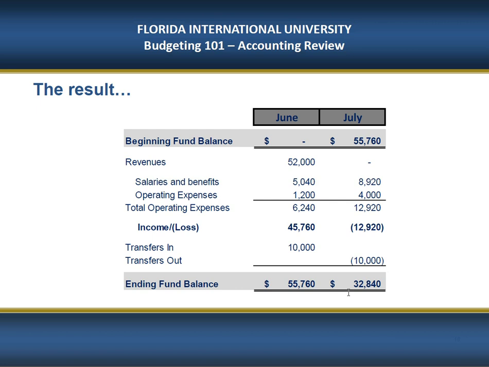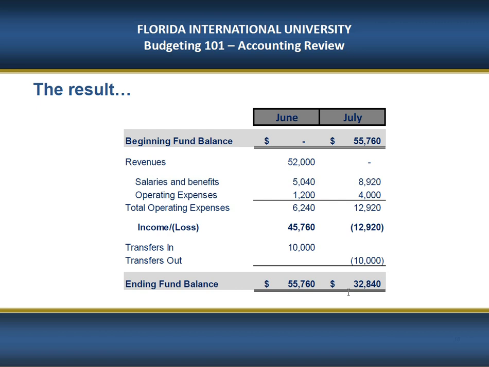Again, we didn't pay for the food in July. We paid for the food in August. But since we incurred the expenditure in July, we recorded the expense in July. Our net income, or loss actually, in July was a loss of $12,920. The reason you have a loss here is because your revenue was recorded in June. It's just a timing thing.